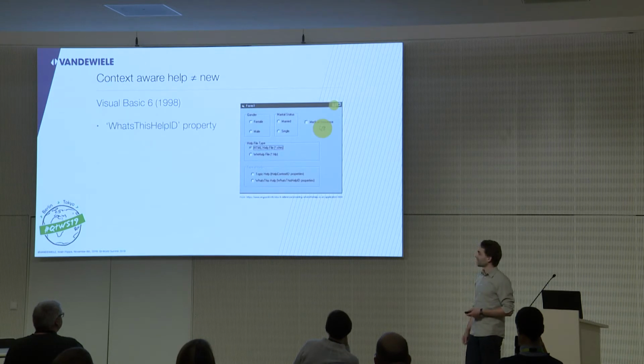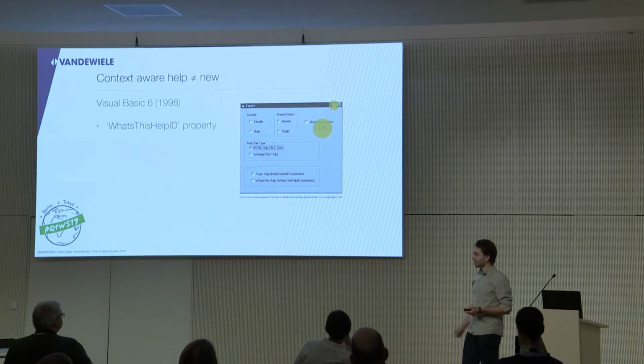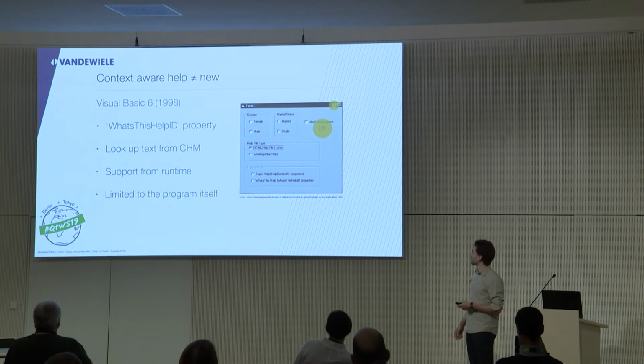You could assign a certain ID to a control, and then if you press the question mark on top, you could select another object in the UI and see some brief help about it. So this is only possible because there's support from the Visual Basic runtime, and it's limited to the application itself.